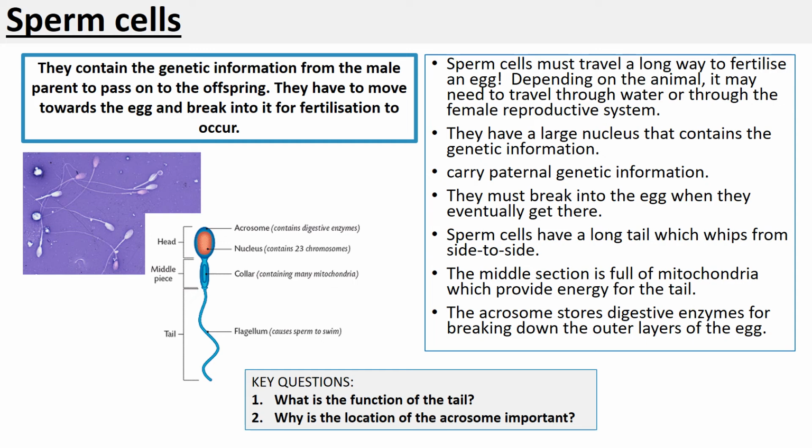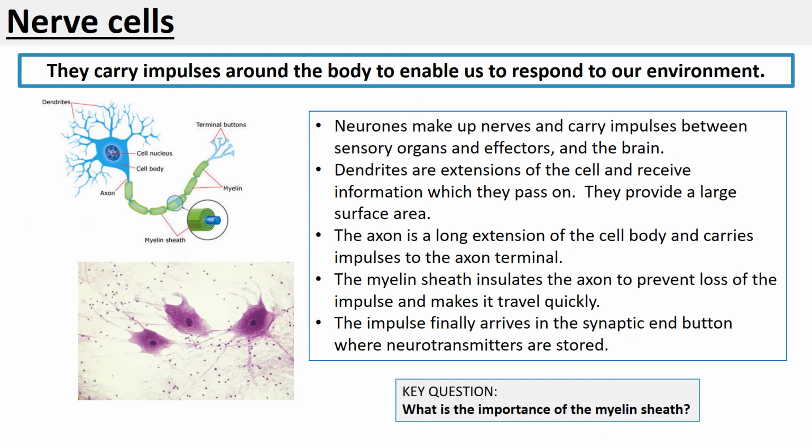Now, before you pause, it's worth noting another key adaptation is many mitochondria in the collar, the middle piece, and that's to release energy for movement to reach the ovum. So I'd pause now. And welcome back. What is the function of the tail? Well, the function of the tail is to allow the sperm to swim towards the ovum in the fallopian tube. And why is the location of the acrosome important? Now, the acrosome is the head of the cell, and it contains a digestive enzyme so that it can break into the egg. So it breaks down the cell membrane of the egg so that fertilization can occur.